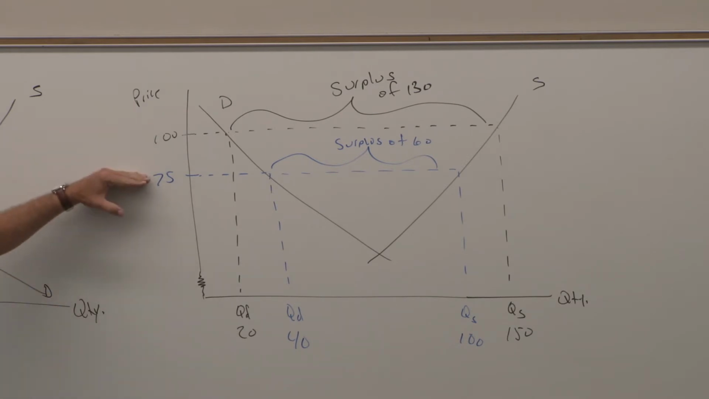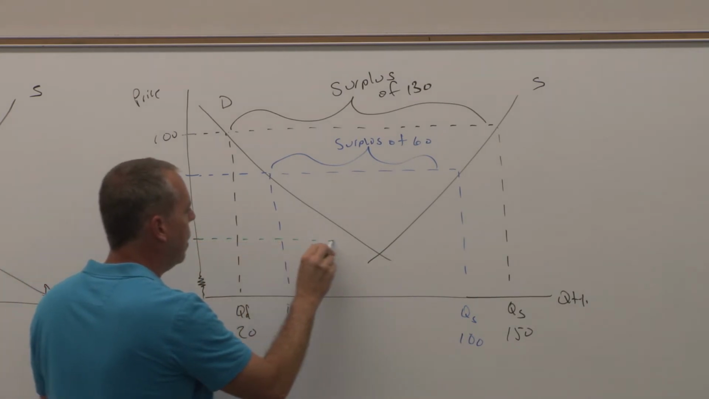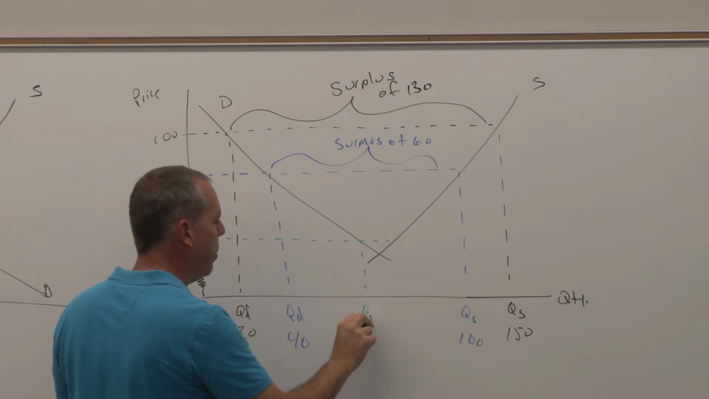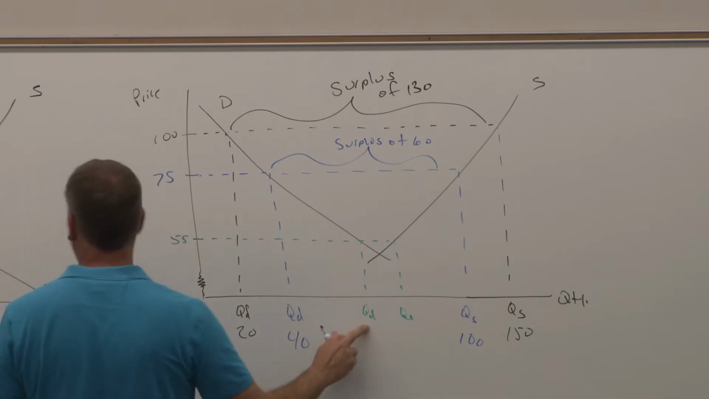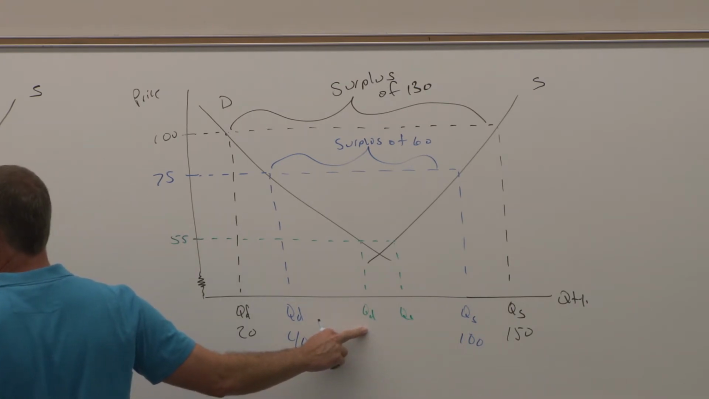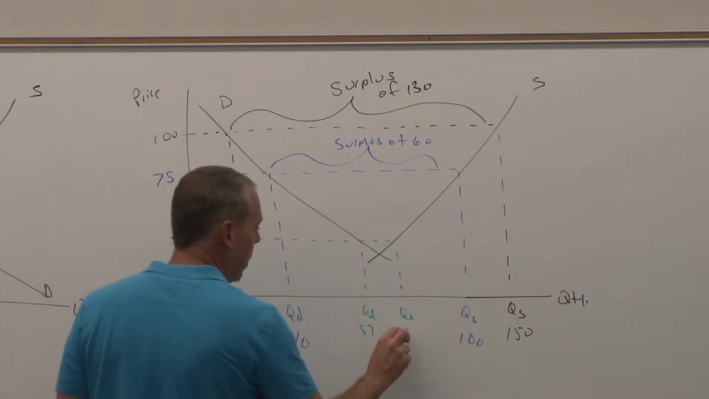And you notice here that as price fell, what happened to the size of our surplus? It got smaller, right? It went from 130 to 60. What would happen if the price was not 50, but 55? What happens if our price is 55? Right, here would be our quantity demanded. Here would be our quantity supplied. This number should be somewhere around, I'll just say 57, all right? This guy should be something like 63.